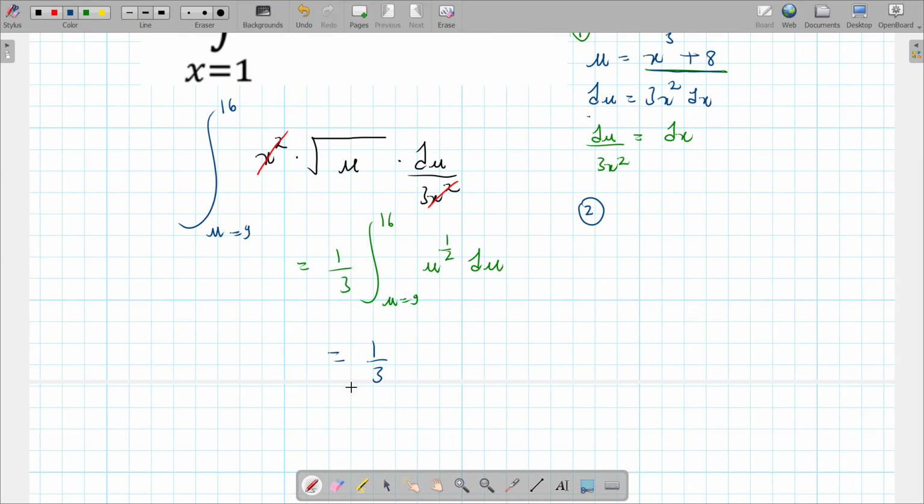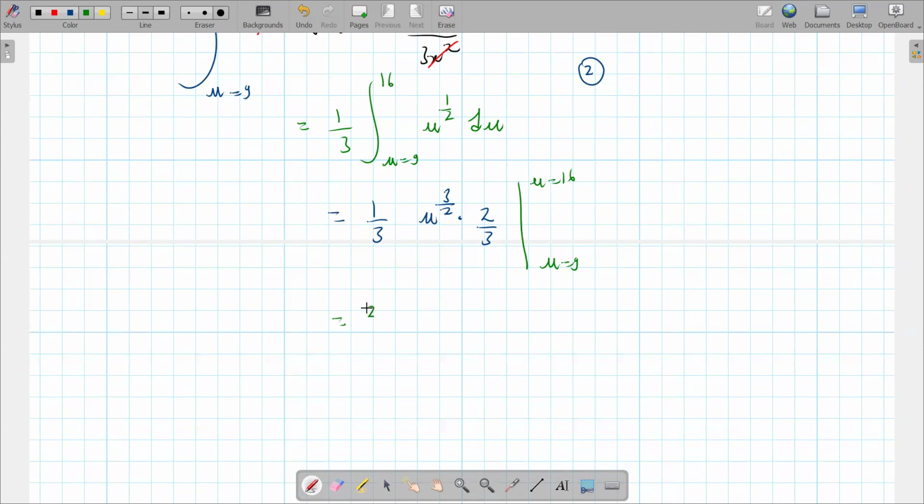Remember, it's going to go up by 1, right? So it'll be u, so the 3 over 2. What do we divide this by? By 3 over 2, which is the same thing as saying multiply by 2 over 3. So I'm going to write it in this form. And then you have u equals 9 and u equals 16.